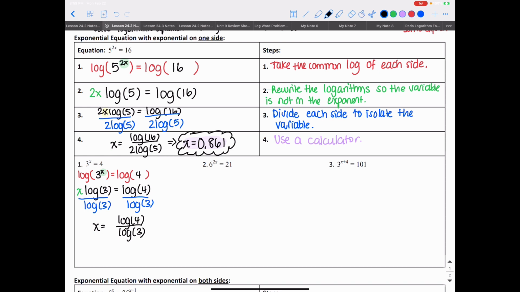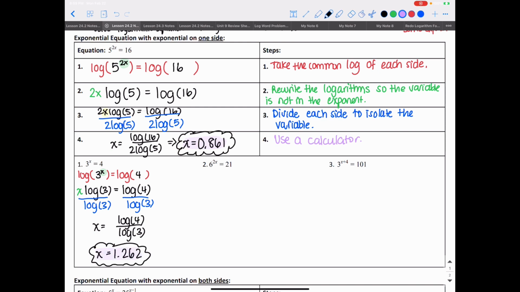And when I do that in my calculator, I have to use my calculator for this. I'm going to do log of 4 divided by log of 3. And I'm going to get about x is equal to 1.262 if I round to the nearest thousandths place. And that's my answer.